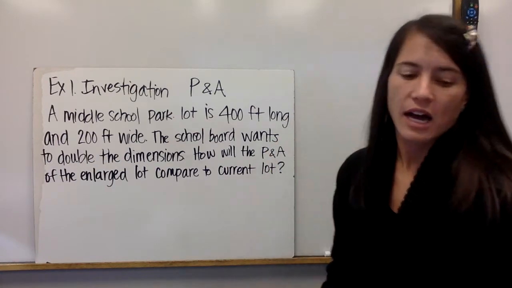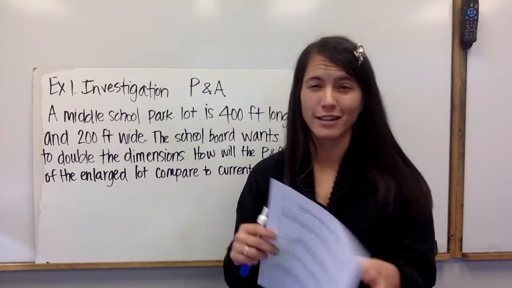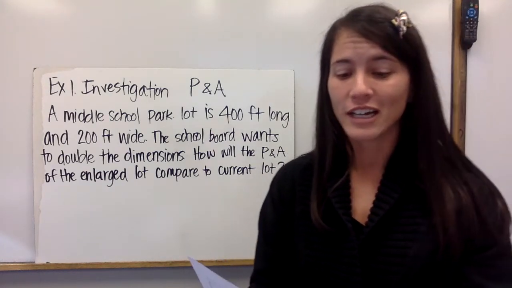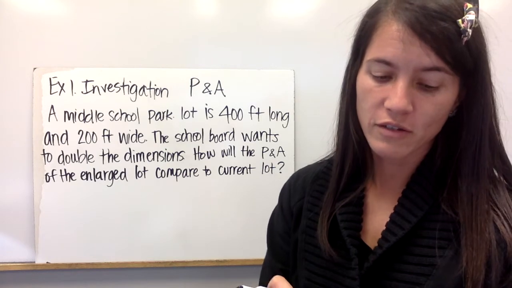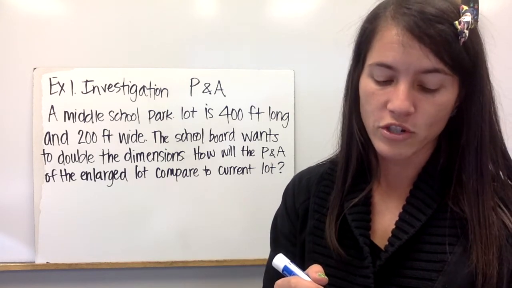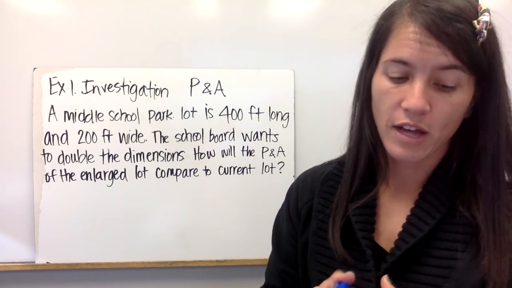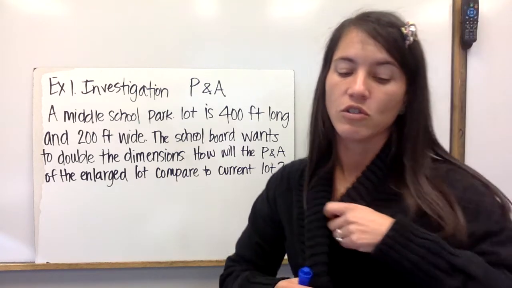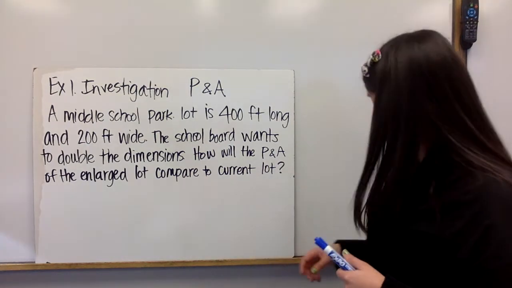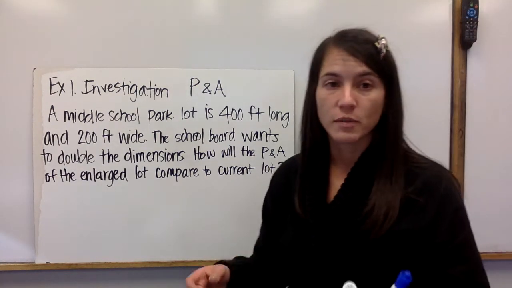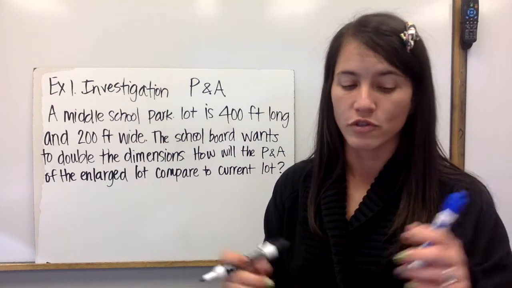Hopefully you have the note guide because I abbreviated it, since some of these word problems are really long. A middle school parking lot is 400 feet long and 200 feet wide. The school board wants to double the dimensions of the parking lot. How will the perimeter and area of the enlarged parking lot compare to the perimeter and area of the current parking lot? So we're assuming this parking lot is a rectangle, 400 feet long and 200 feet wide.